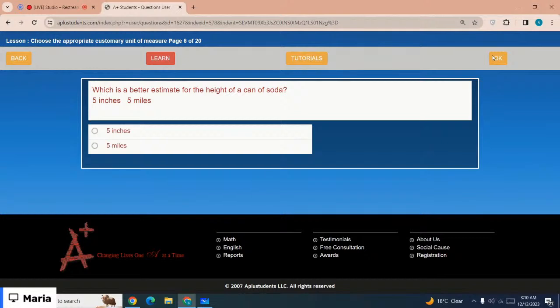Which is the better estimate for the height of a soda can, 5 inches or 5 miles? Which is the correct option?